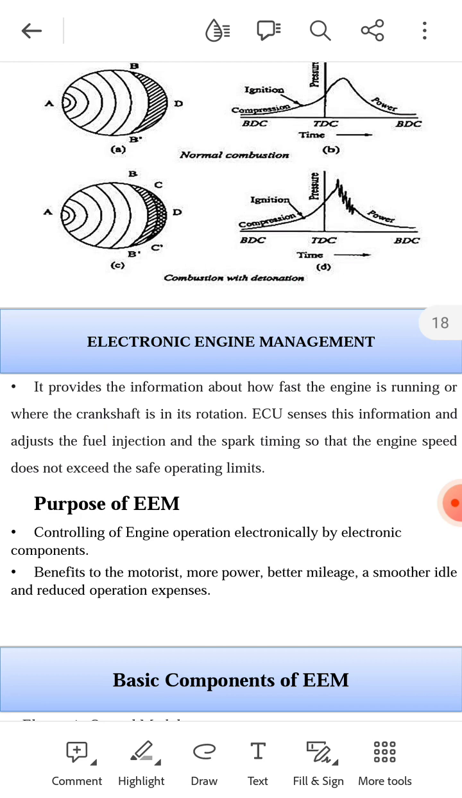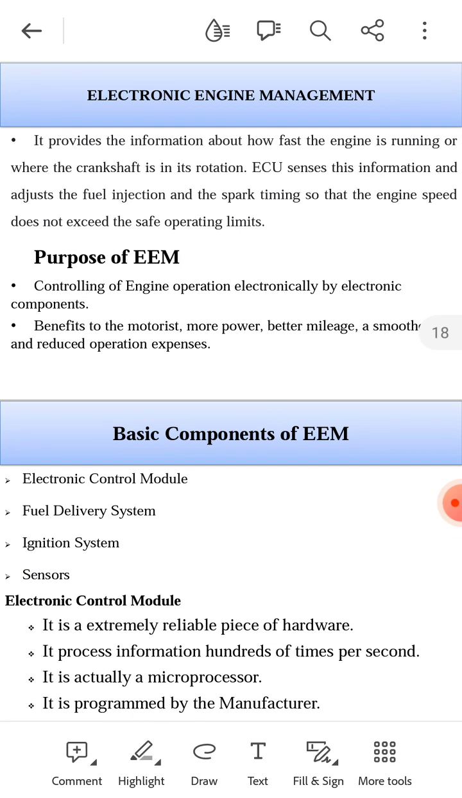the safe operating limits. The purpose of electronic engine management is controlling of engine operation electronically by electronic components, to the benefit of the motorist: more power, better mileage, smoother idle and reduced operating expenses. The basic concepts of electronic engine management are electronic control module, fuel delivery system, ignition system, and sensors.